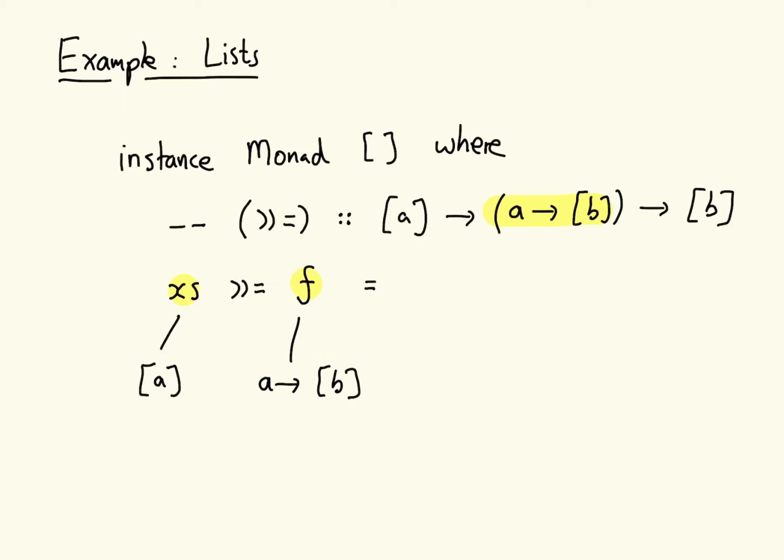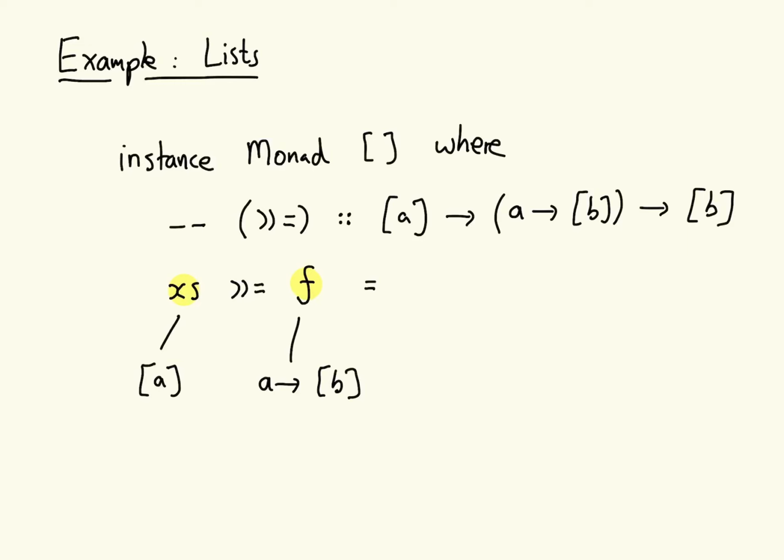And then what we want to have on the right-hand side, all of this has got to be a list of B. So we think, how do we do this? So let's think what we've got. We have a list of A's, and we have a function from A to list of B. So if you have a list of things and you have a function on the elements, a natural thing to do is to map the function across the list. So let's do that.